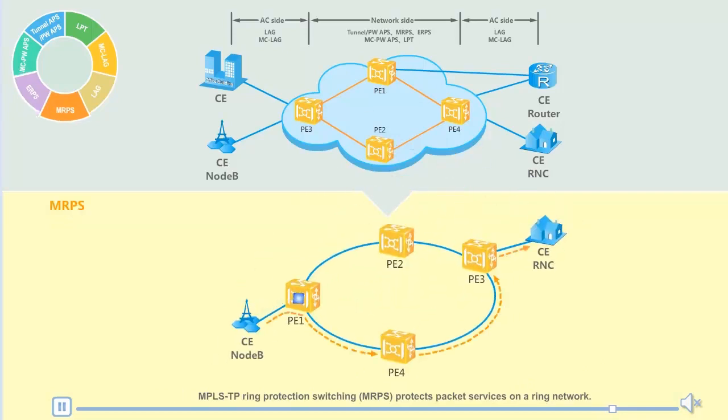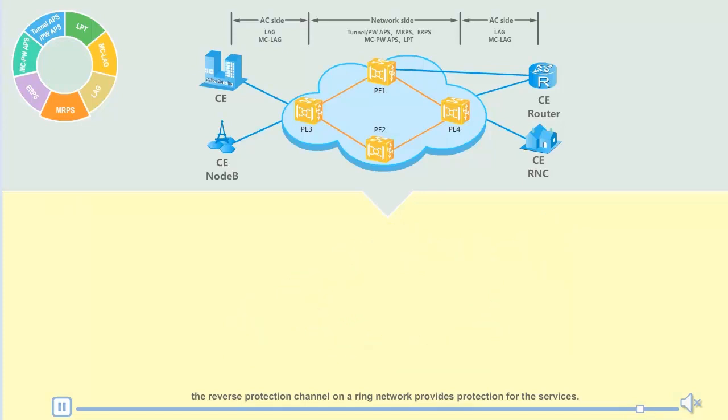MPLS-TP ring protection switching, MRPS, protects packet services on a ring network. It mainly applies to networks with many ring networking scenarios. If the working channel between CES, NodeB, and RNC is faulty, the reverse protection channel on a ring network provides protection for the services.